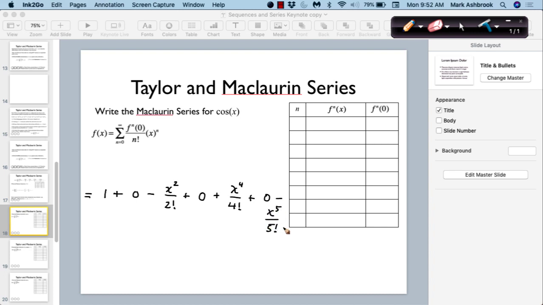Let's do one more. So plus 0, then plus x to the 6th over 6 factorial. No, is it wrong? Oh, this is 6 and this is 8. And that's minus.